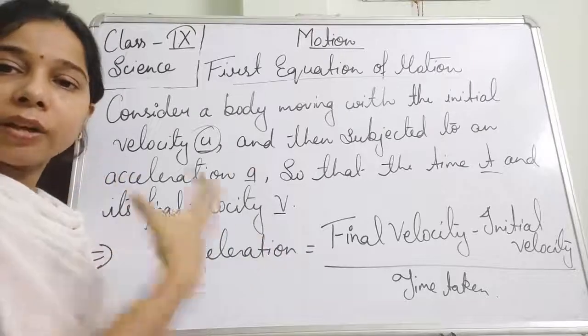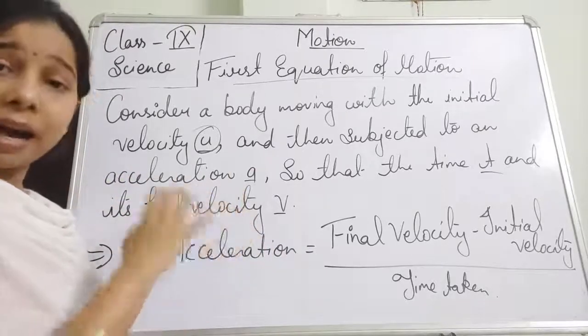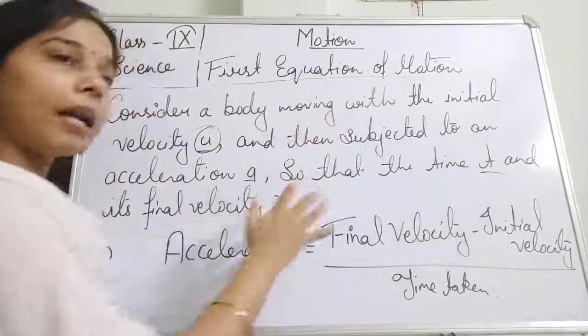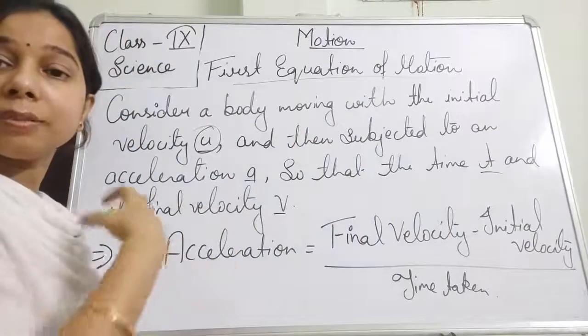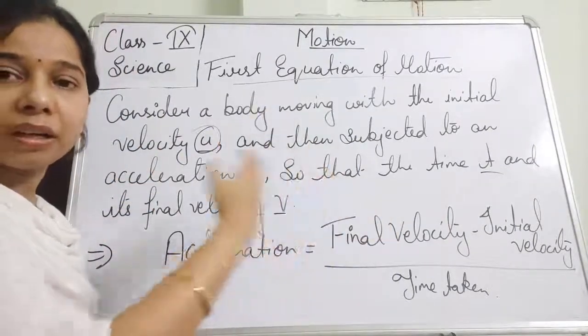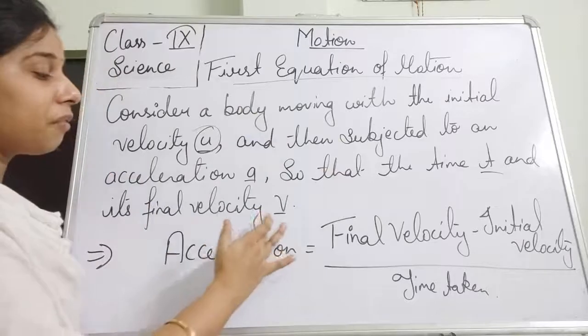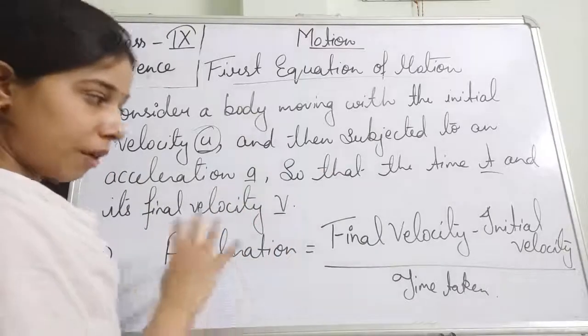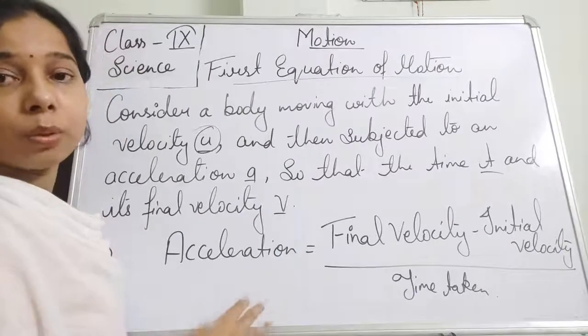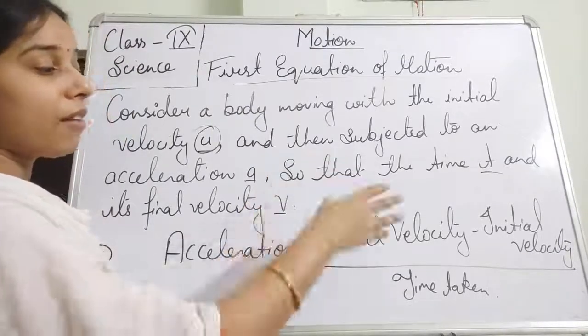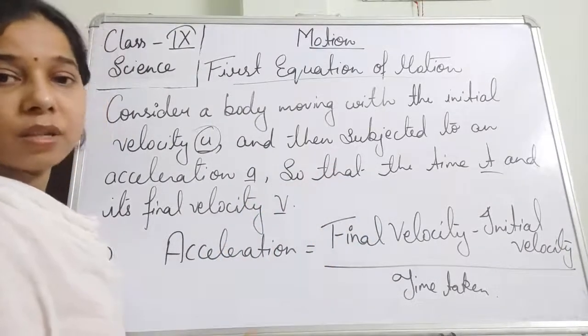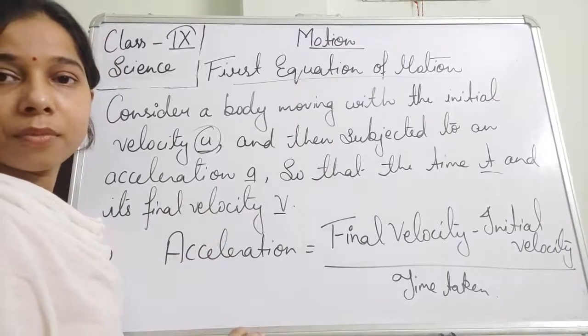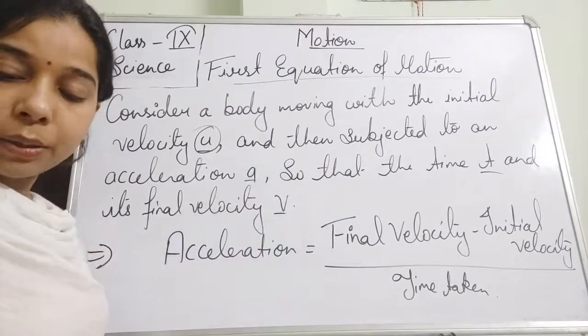So it undergoes an acceleration a at a time t, and at that time its final velocity keeps on increasing, and the final velocity is represented by v. So how can we represent it in an equation? We know that acceleration is equal to final velocity minus initial velocity upon time taken. I hope you have understood up to here.